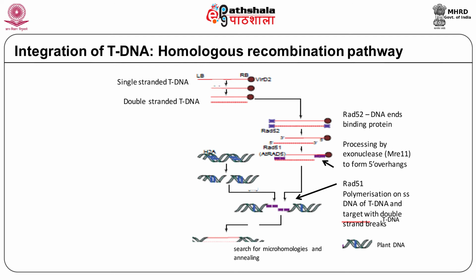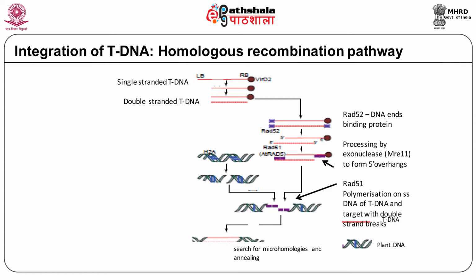Integration of double-stranded tDNA into the plant genome occurs by using the DNA repair mechanisms of plants. In the homologous recombination method, two host proteins, RAD52, a single-stranded DNA binding protein, and RAD51, involved in homologous DNA pairing and strand exchange reactions, are required. In addition, an exonuclease MRE11 cuts the tDNA strands from 3' end to create 5' overhangs. RAD51 polymerizes on these overhangs.